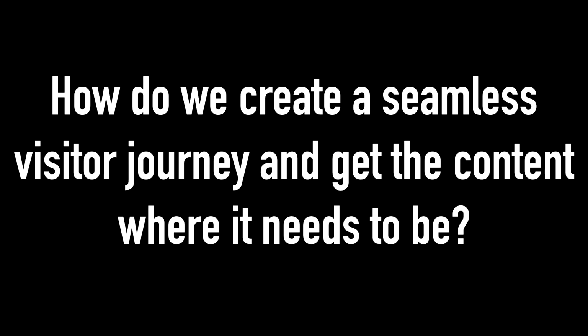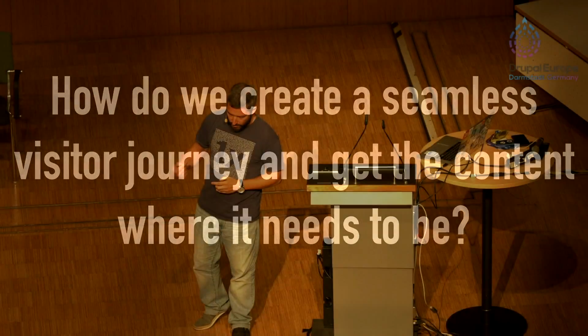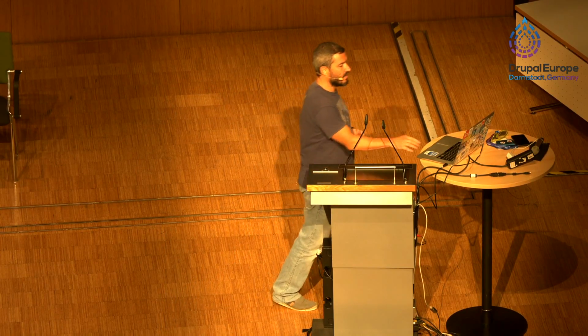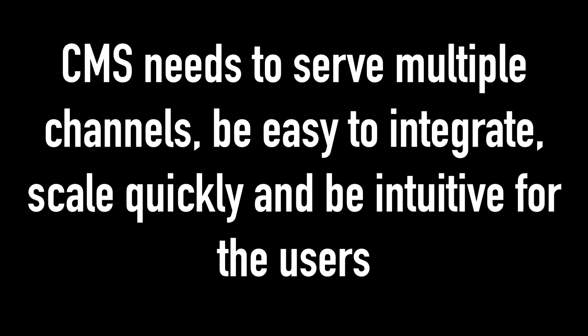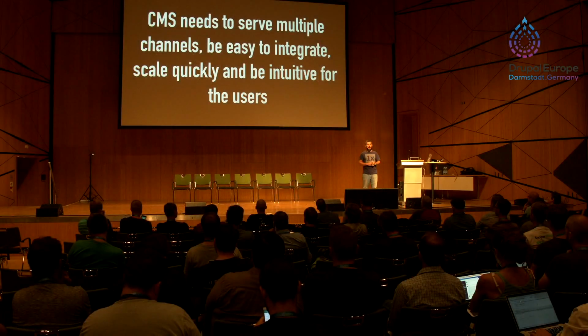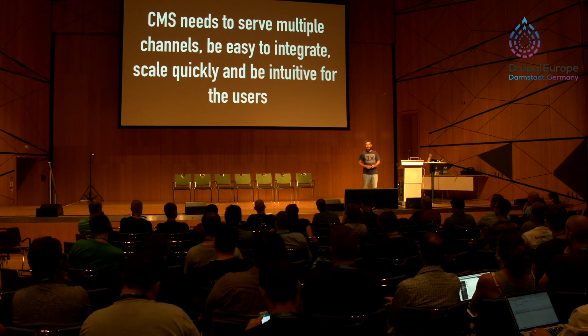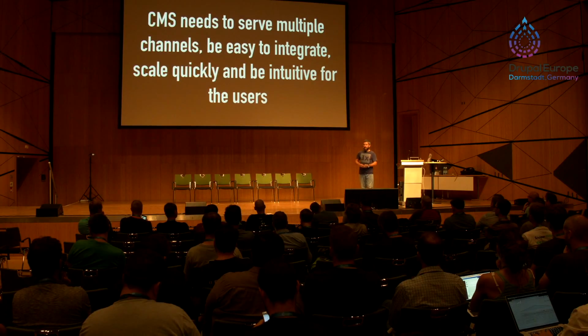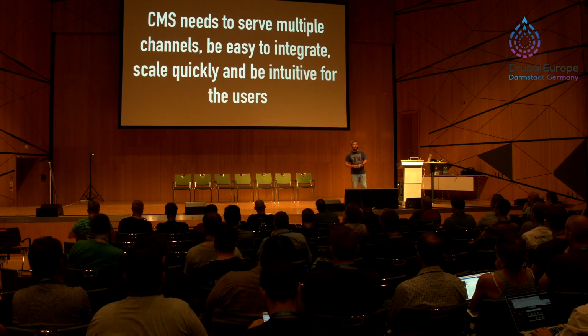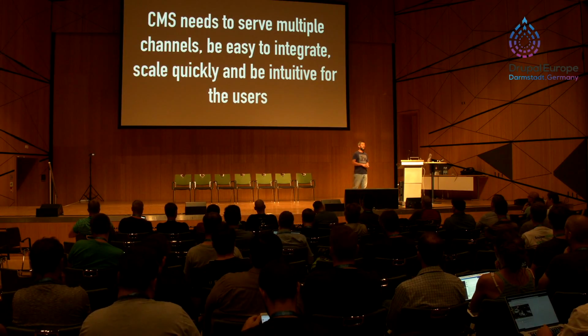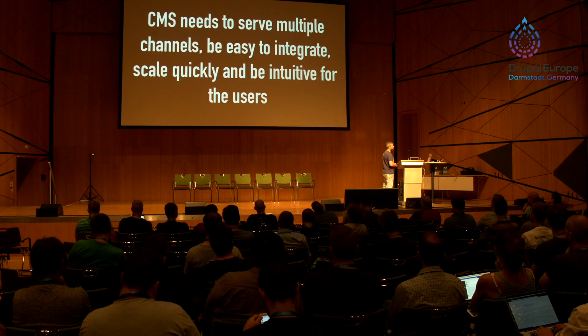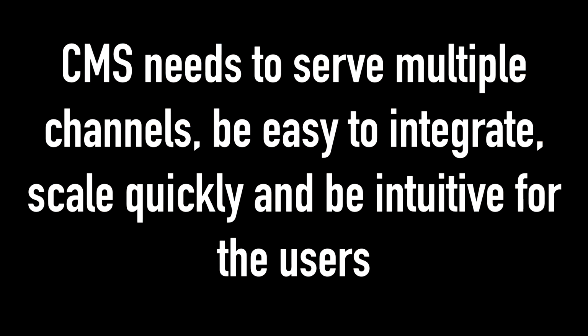So how do we create this kind of seamless experience for your visitors, and how do you put the content wherever it needs to be? First, we need a powerful CMS. CMSs are evolving. The market is starting to be packed with headless, or decoupled, CMSs, like Contentful, which is an enterprise one, or open source CMSs, like Directus, that also offer an API, so you can consume content using a REST endpoint or something like that. Also, it should be easy to integrate, as I said, using APIs, and it should scale quickly and be easy to use for the users. That's the key point as well.